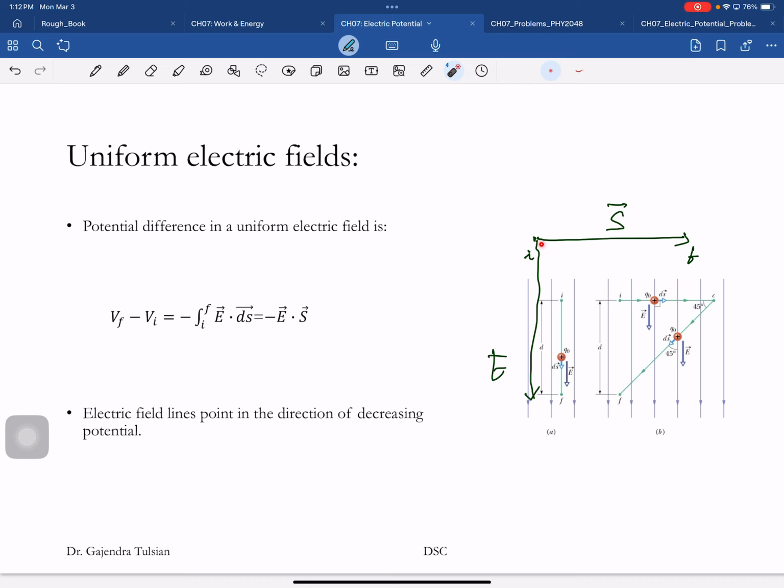This surface is called an equipotential surface. Okay, so very important. Equipotential surface. And notice this, electric fields are perpendicular to equipotential surfaces. Okay, so let me show you a picture. Did you guys understand that?